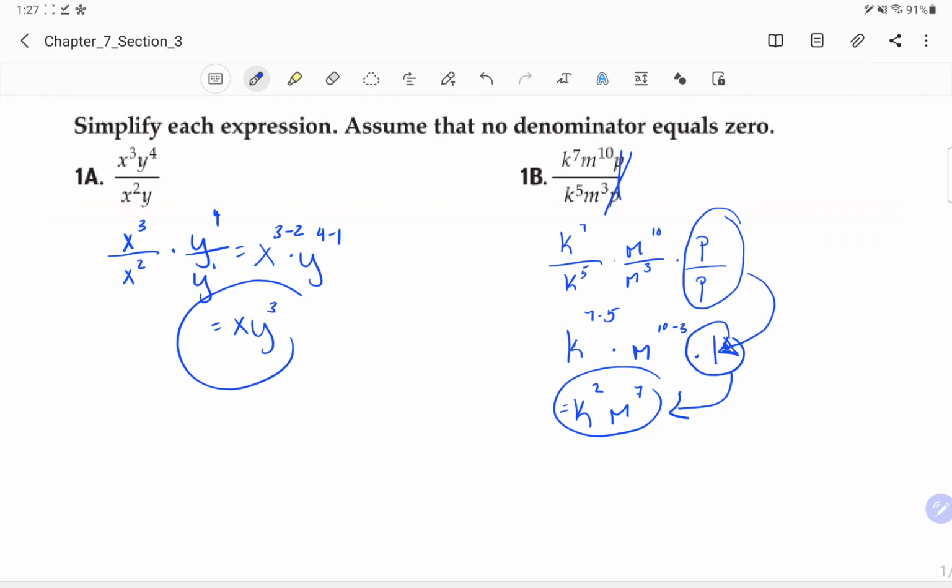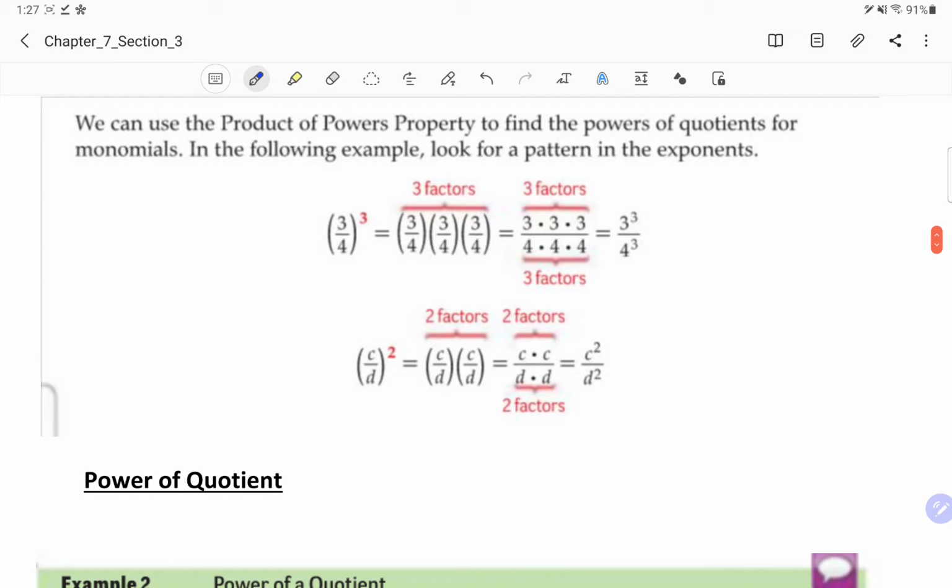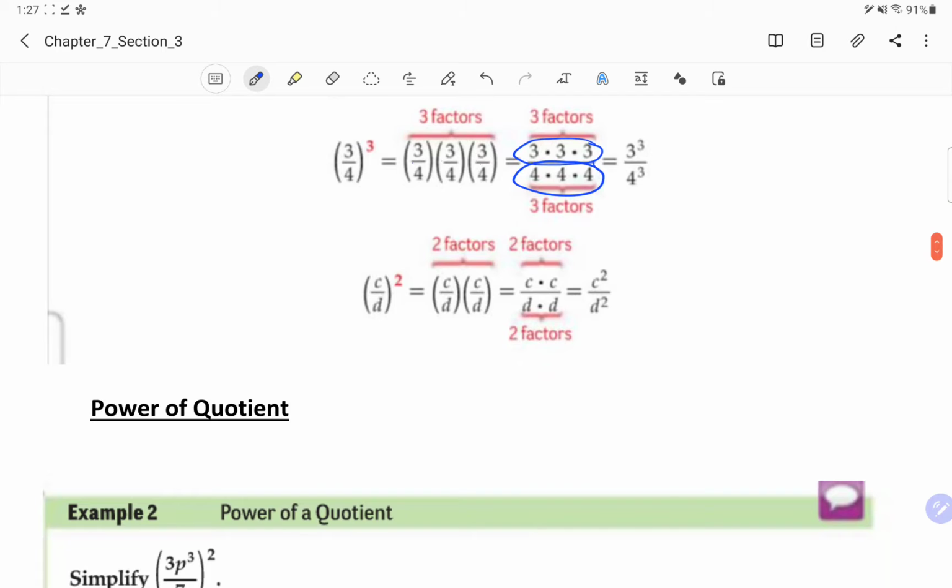Okay? All right, let's look now at our power of quotient rules. So this is kind of dealing with fractions a little bit. So what you have is 3/4 raised to the 3rd power. And how this works is you take the fraction and you multiply it 3 times. So basically you're taking 3 times itself and 4 times itself 3 times. Okay, or 3 cubed and 4 cubed.